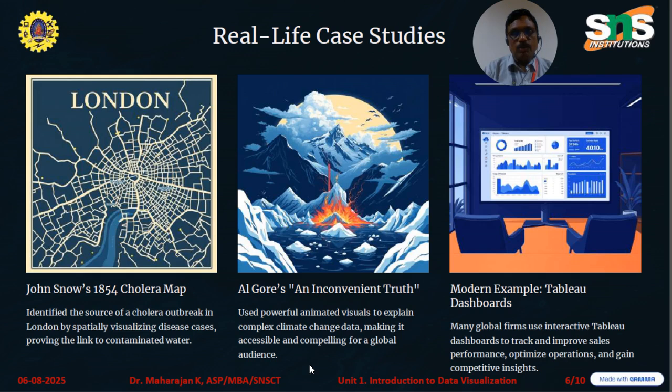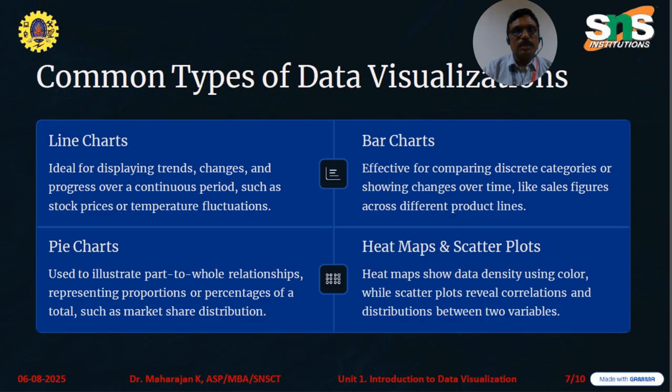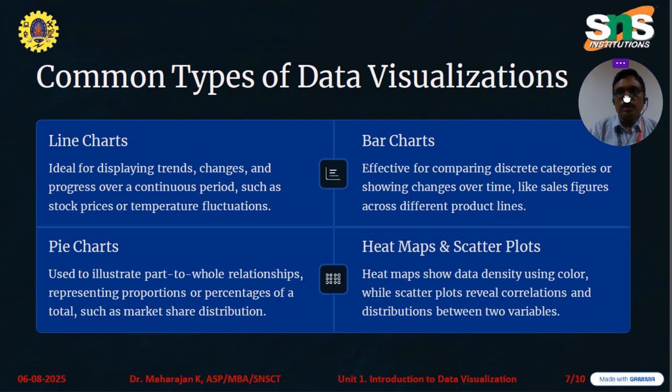Then we can say An Inconvenient Truth, animated, which explains complex climate change data and others. And Tableau dashboards, real-time dashboards which give us current data about our business and others. So what are the common types of data visualizations? Line charts, bar charts, pie charts, heat maps and scatter plots. We will study all these things in later units.